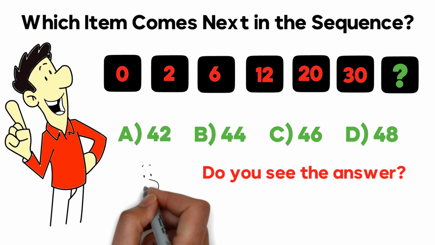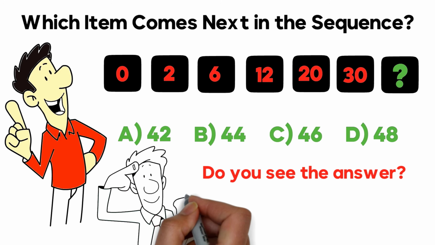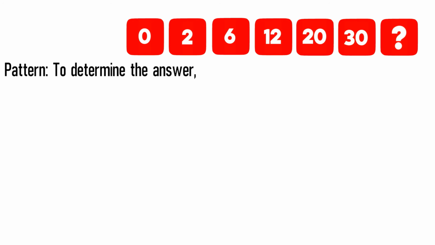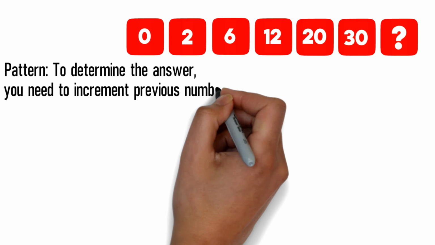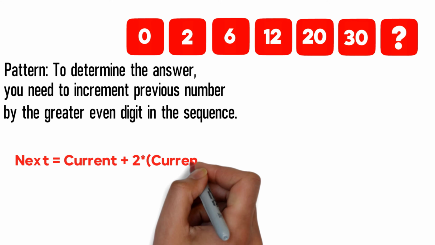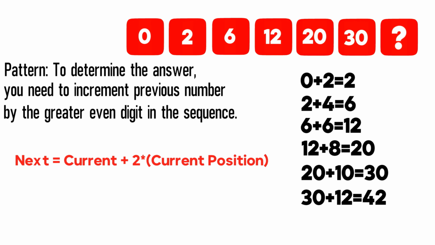Do you see the answer? It may or may not be obvious, depending upon your skills of detecting the pattern. Like it or not, we're gonna continue and I'll share with you the answer. As with any type of question, the key is to determine the pattern. To determine the answer in this particular case, you need to increment the previous number by the next even number in the sequence. You can even come up with the formula. And in our case, the formula to determine the next number would be current number plus 2 multiplied by current position. Let's see how it works.